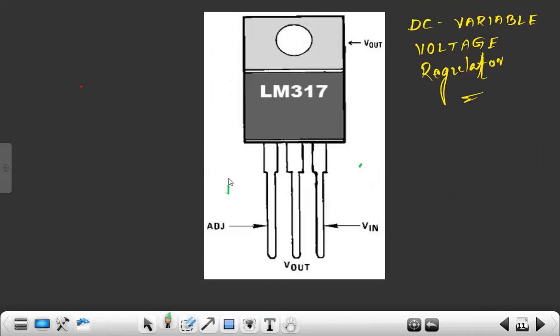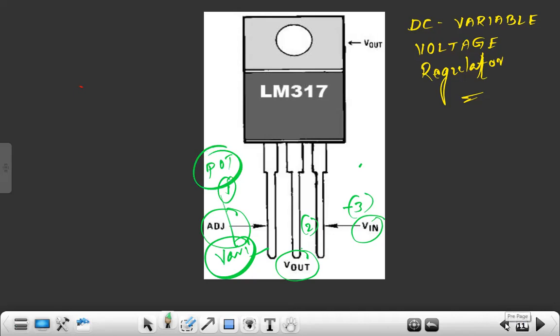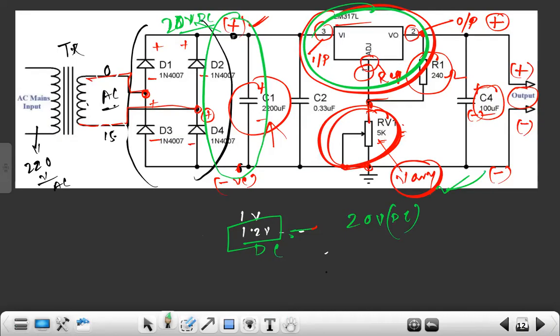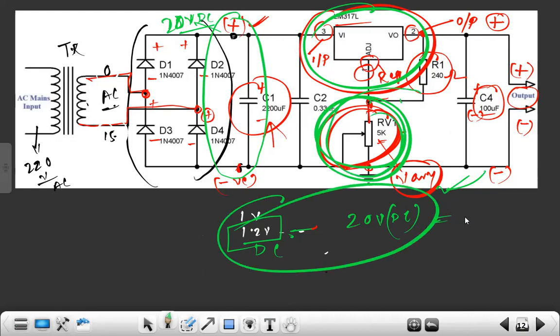Here is pin number 1, pin number 2, pin number 3. Pin number 3 is meant for the input pin, pin number 2 for the output pin, and pin number 1 for the adjustment pin, where we use a variable resistance, or potentiometer, for the purpose of regulation. So we are using it for variations in the voltage, or we can say variable regulation of the voltage.